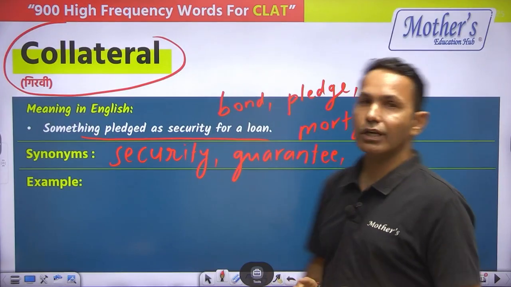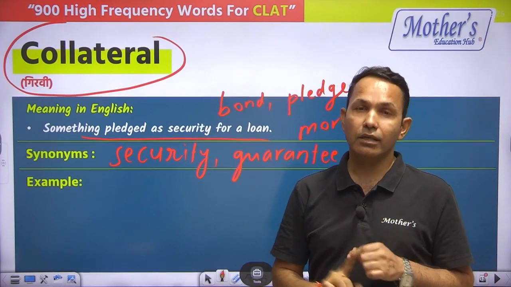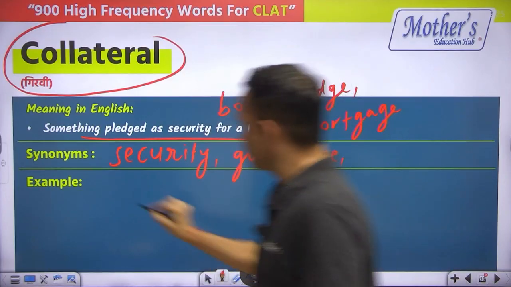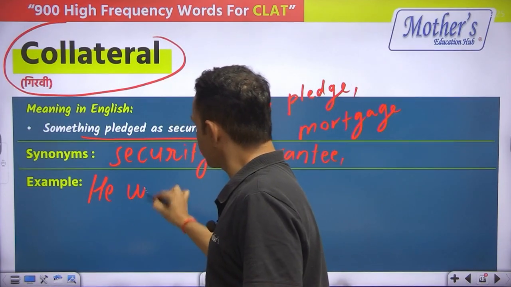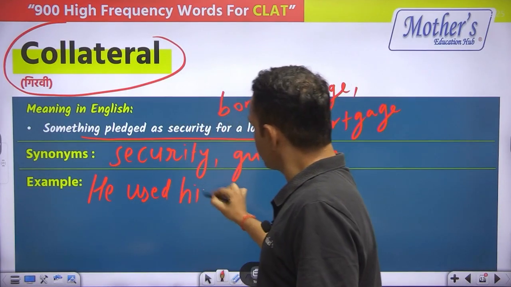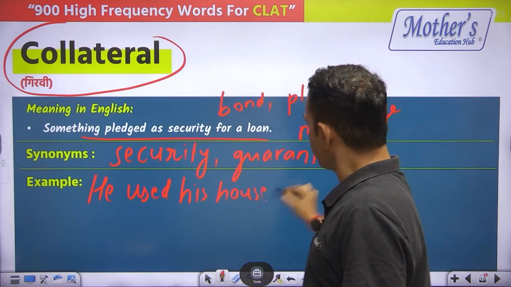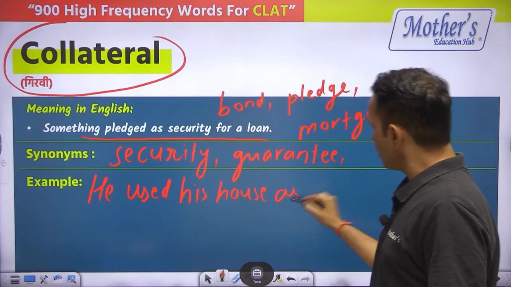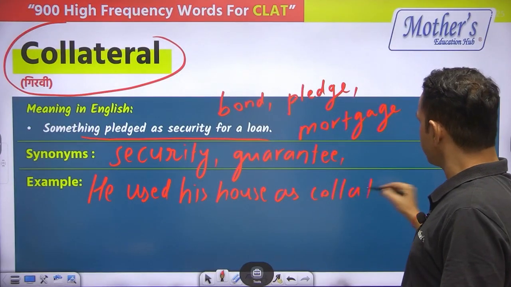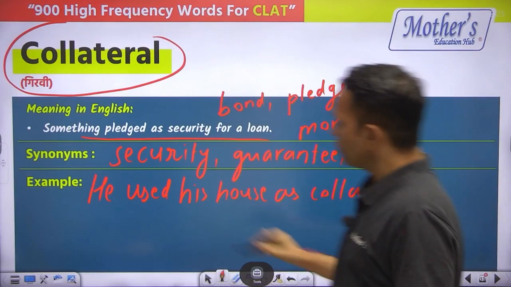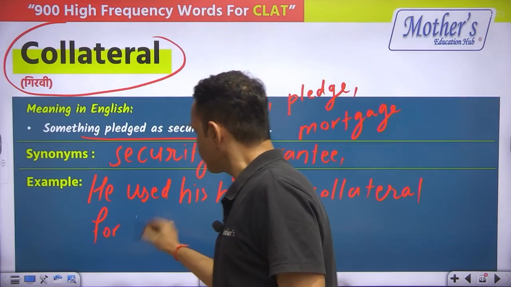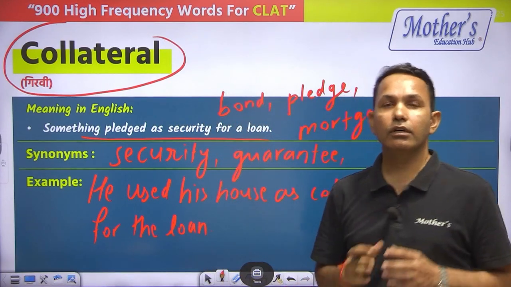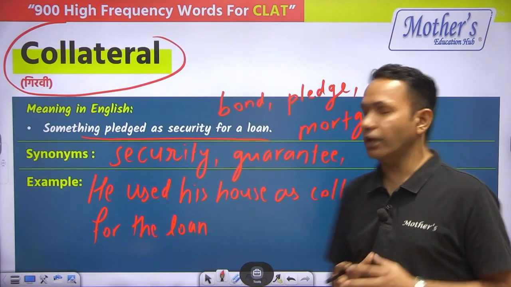Let's use this word collateral in a sentence. He used his house as collateral for the loan. So that was the word collateral. Let's move on to the next word.